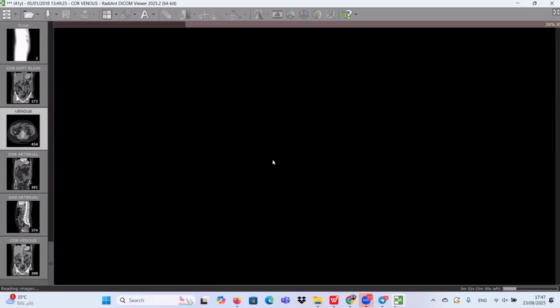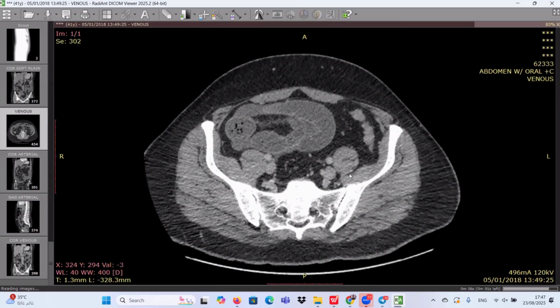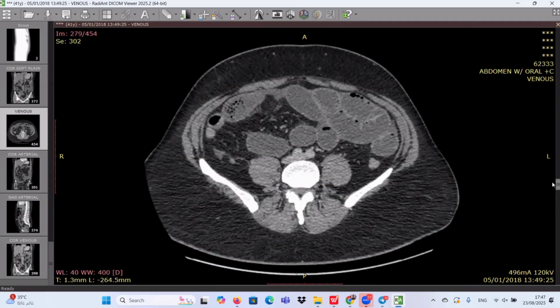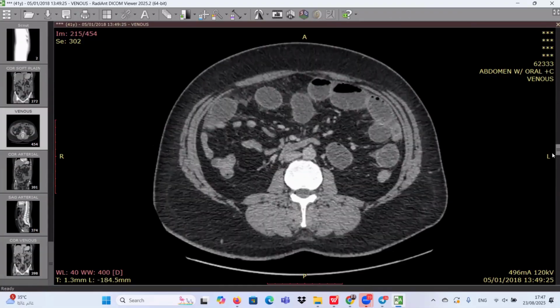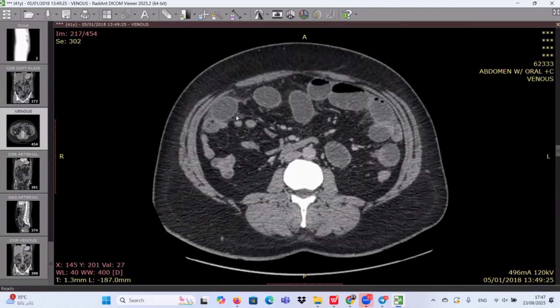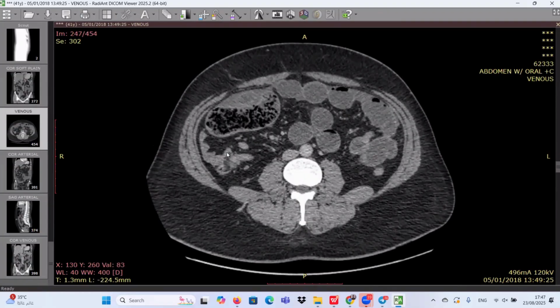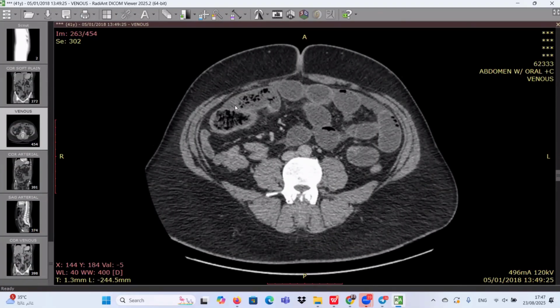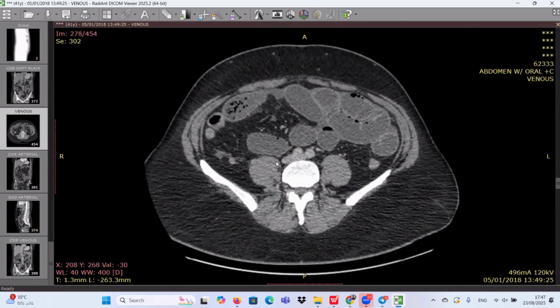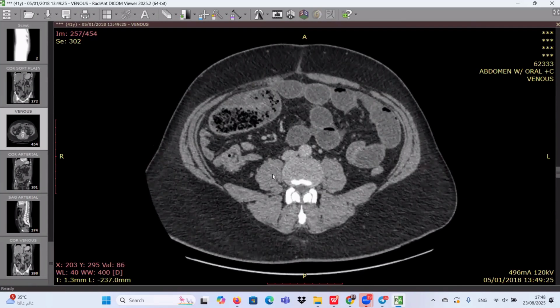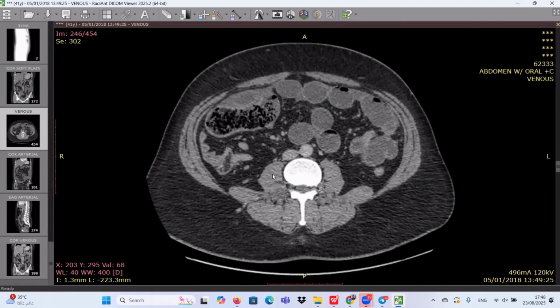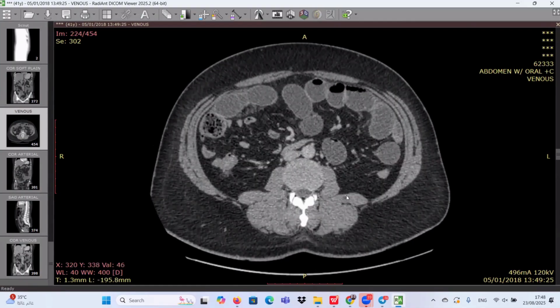Look for the axial plane. I think we have minimal, very minimal ascitic fluid at the right paracolic gutter. So we have here high grade small intestinal obstruction, simple small intestinal obstruction. It's not a closed loop, okay? Right.